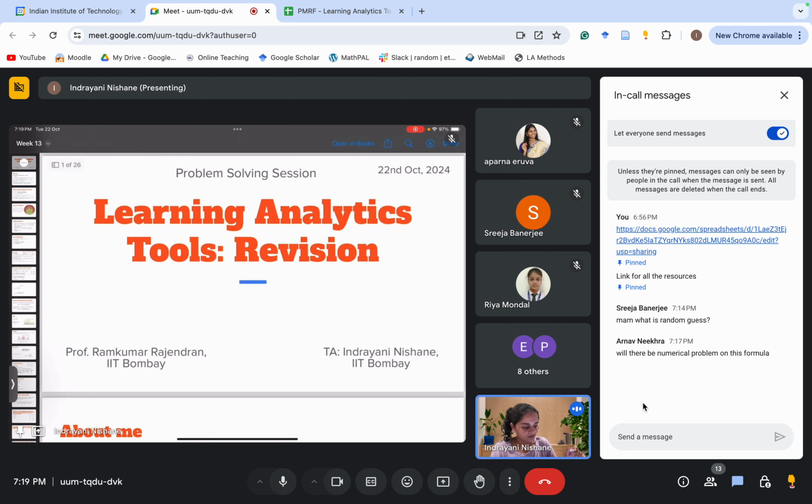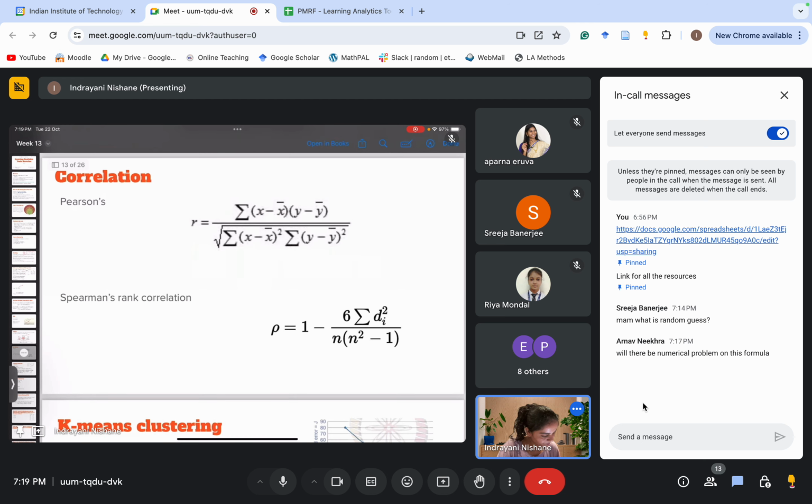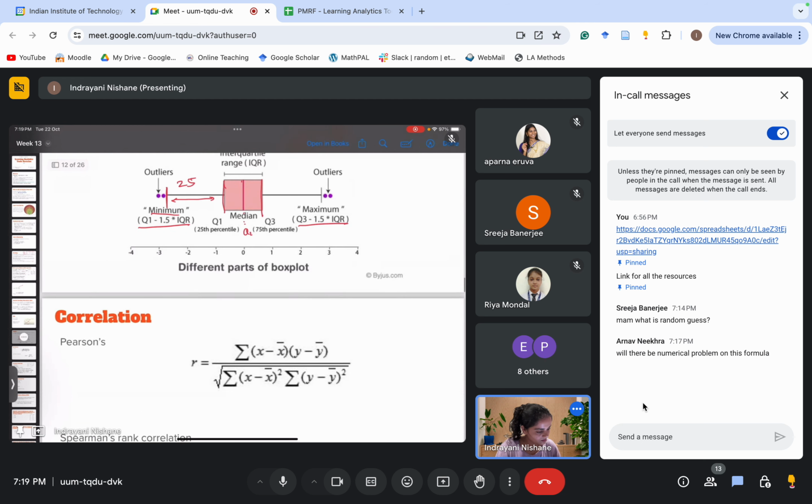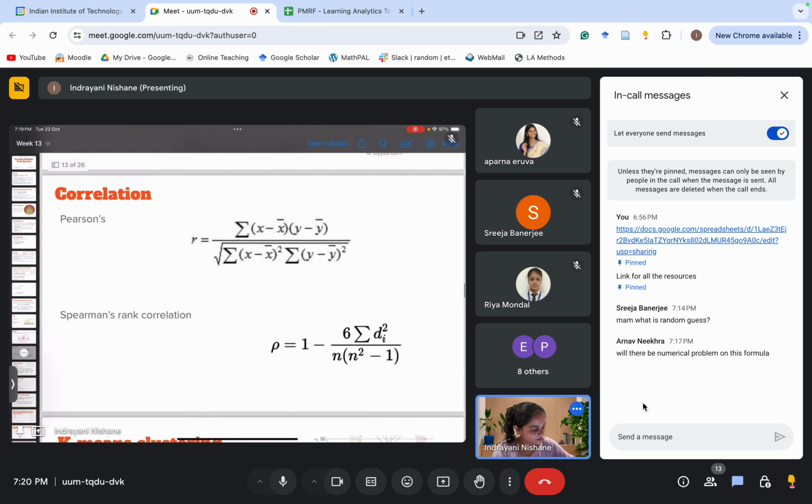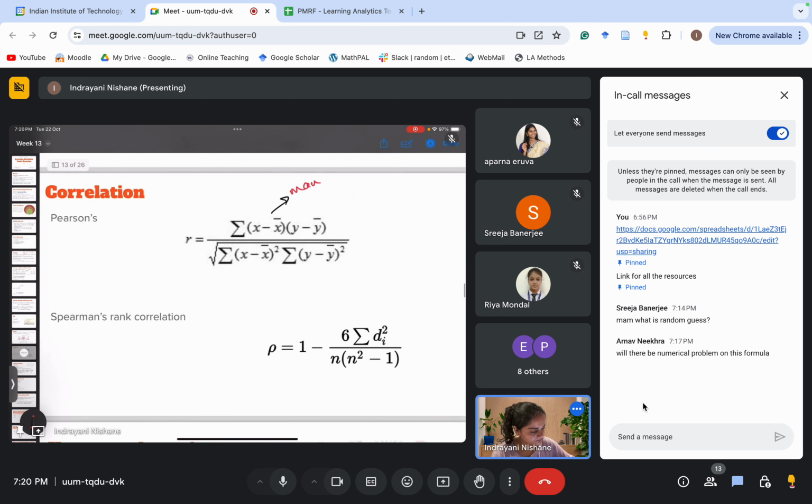So these are the formulas. This is the difference in ranks, and this is the total number of samples.